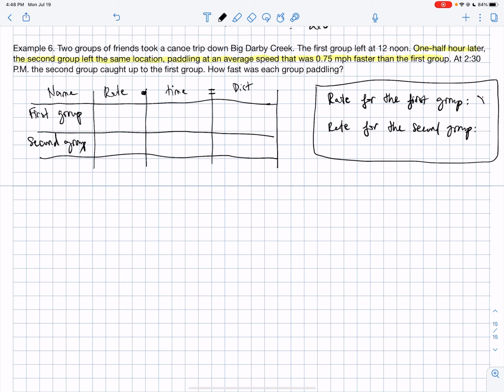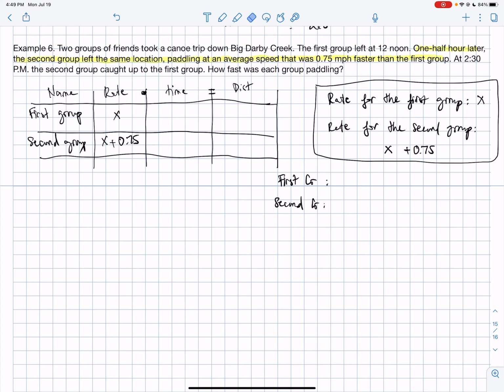So the first group is the one that we know the least information about. We will assign x for the rate of the first group. The second group is 0.75 more, adding to the x. So I'm going to put them under the rate in the table. The first group is x, and the second group is x plus 0.75. We got the rate, now we need the time, since rate times time equals distance. So we need to find out the time. So I have the first group again and the second group again.